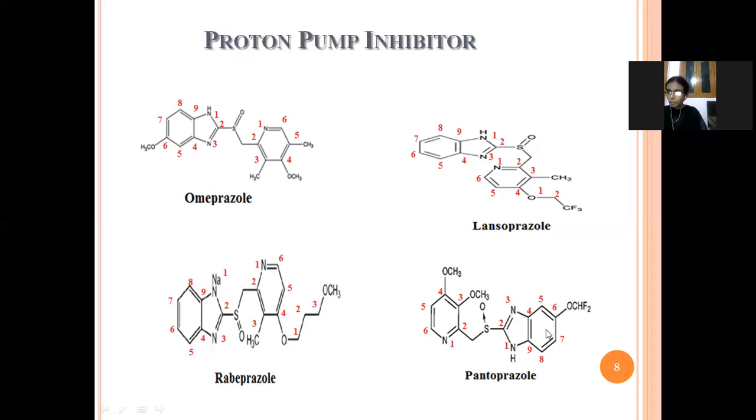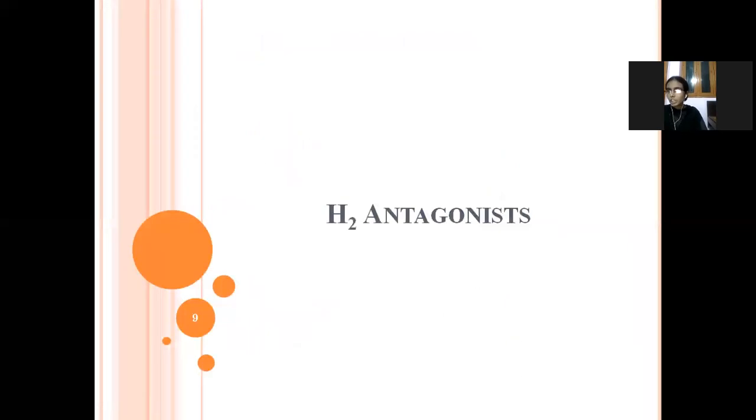1,3 benzodiazole. In sixth position difluoroethoxy group is there. See here difluoroethoxy, and here sulfonyl methyl pyridine structure. For pyridine structure in third and fourth position methoxy. So how many are there? Two. Dimethoxy pyridine. So this is the classification of the H2 antagonist.